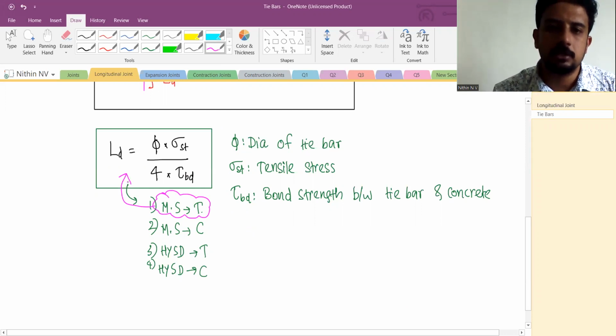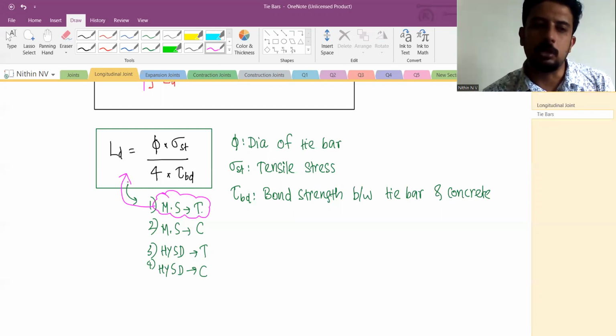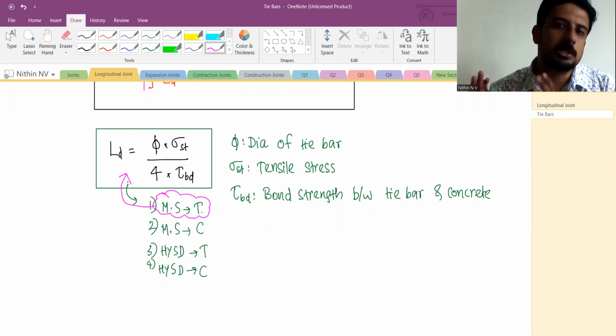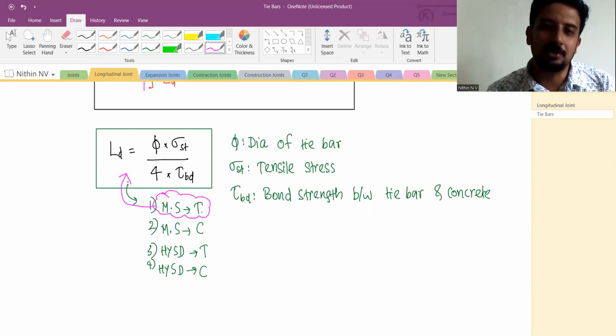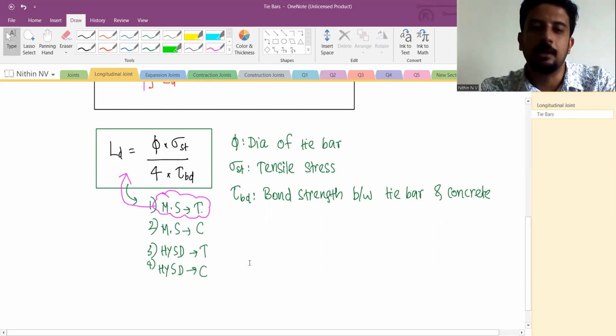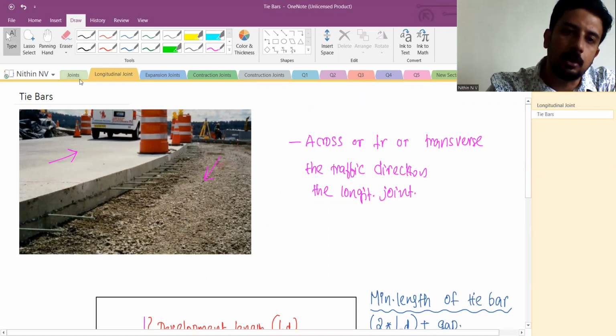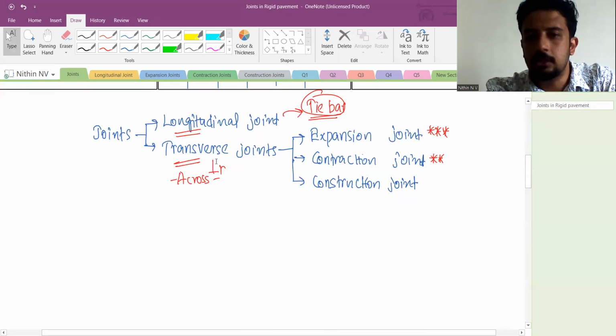For the other 3 cases, what changes are coming, you will be studying in the RCC subject. The bond stress will be increased by 25%, 60%, like that. You will study there in detail. Right now I'm not going into that, otherwise our concept will get deviated and we'll go somewhere else. So as of now, let it be there. Note down this equation. We are going to solve one question also. I'm not going to simply leave the equations here. We'll solve one question later. Keep it there. So these are the things that you need to know about the longitudinal joint. So that's it, longitudinal.